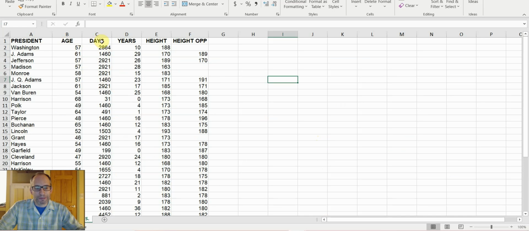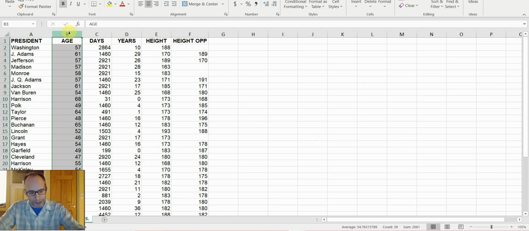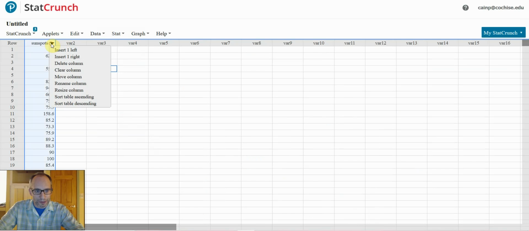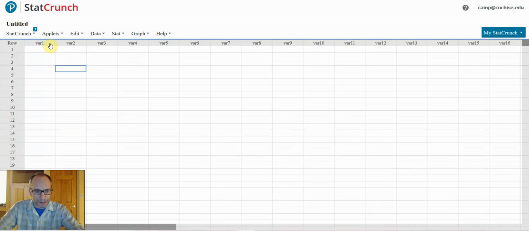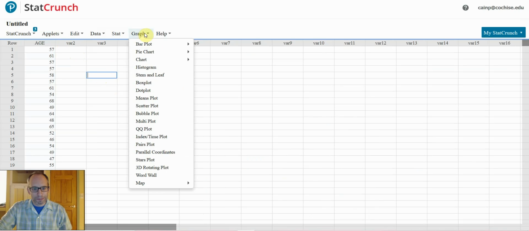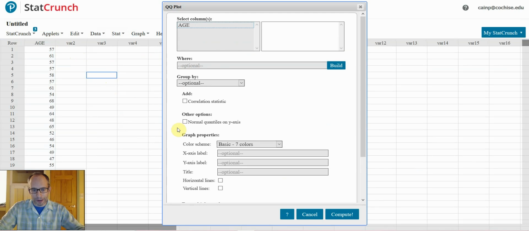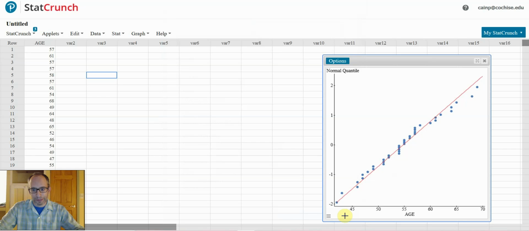So then that's basically what we're looking at, because we want age. So we're going to copy age. So I'm just going to select the column heading and then Control C. And then let's see, if we're going back to StatCrunch, I don't need this anymore. So I'm going to delete that column. And then I'm going to paste the age one in there. And then make the QQ plot. So graph down to QQ plot. Then if we go to age and then normal quantiles, compute, there. Not too bad, right? So that one looks pretty straight.